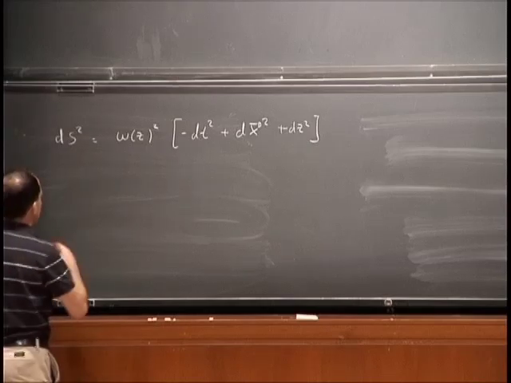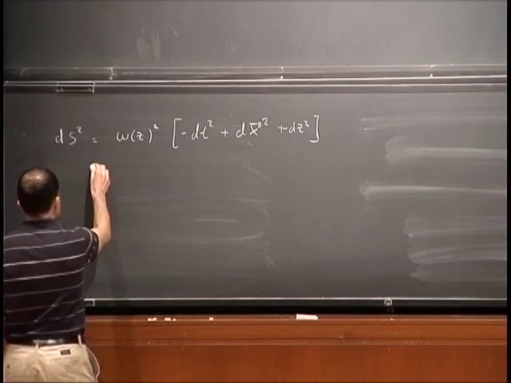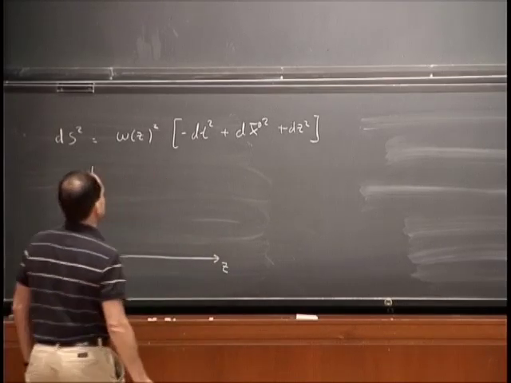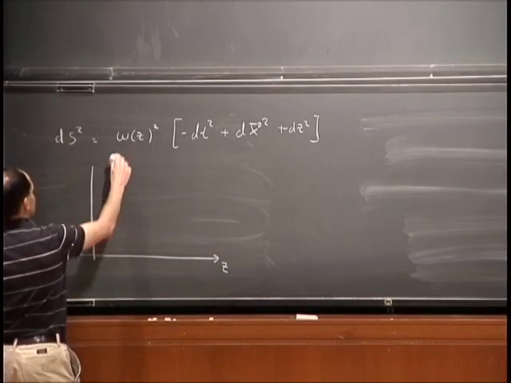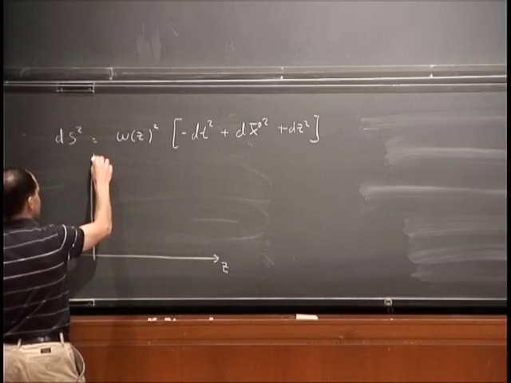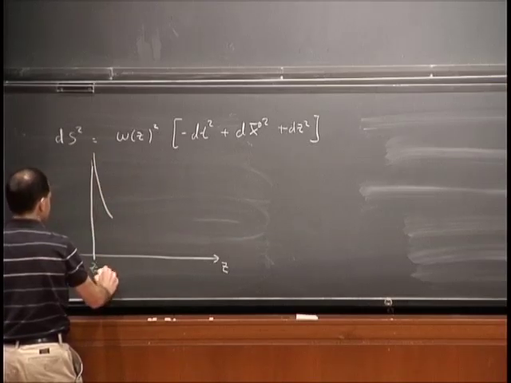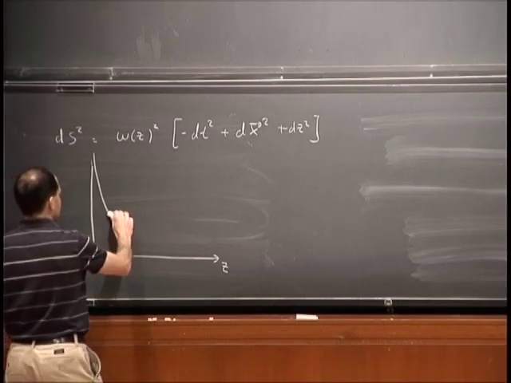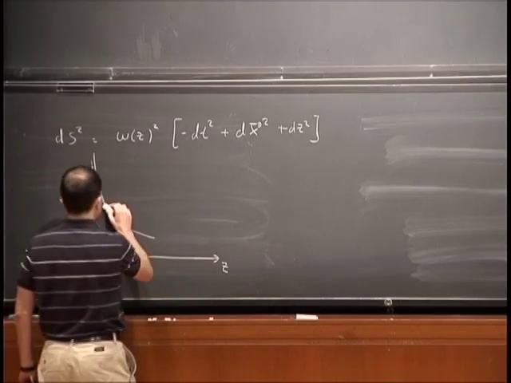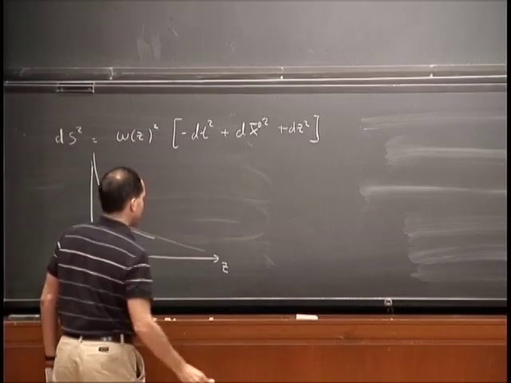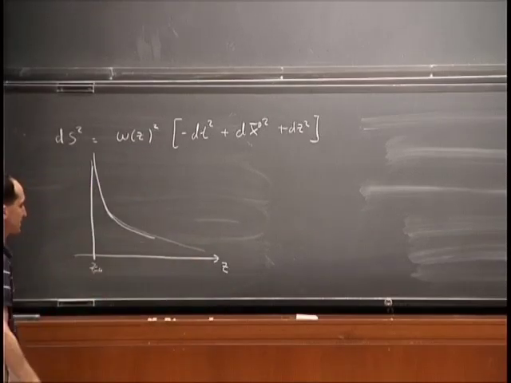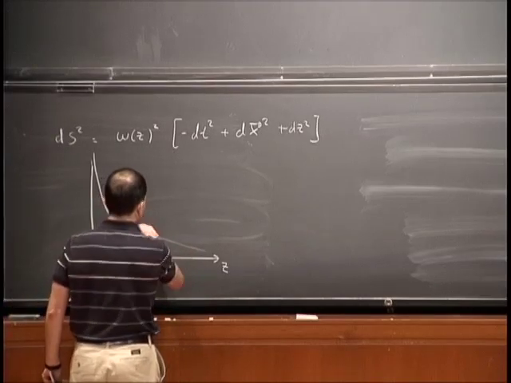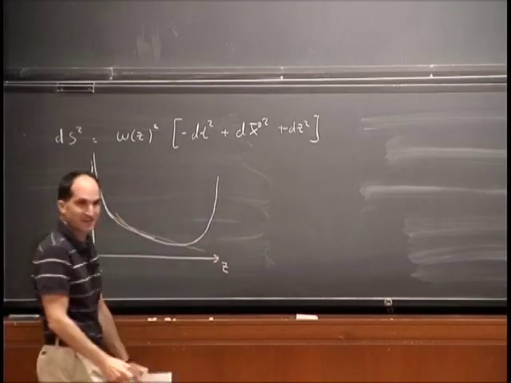Now, what happens when you have a situation like this? The types of metrics we'll consider have a factor that diverges for c equal to 0. So there's some region where it blows up. And in some examples, the simplest ones, like the ones that have most symmetry, it just decreases continuously. But for the purposes of illustration, let's imagine a situation where this warp factor just goes up again.